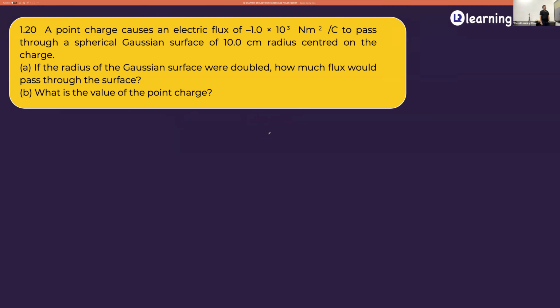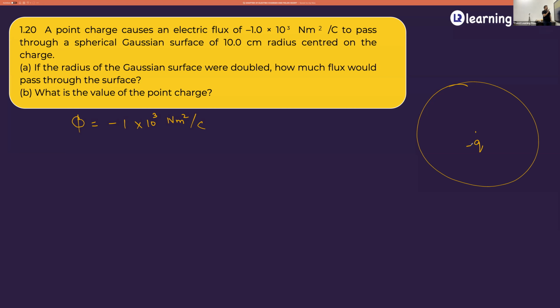An electric charge causes an electric flux of minus 1 into 10 power 3 Newton meter square per coulomb to pass through a spherical Gaussian surface of 10 centimeter radius centered on the charge. So there is a Gaussian surface centered on the charge, and the flux is minus 1 into 10 power 3 Newton meter square per coulomb. Whenever the flux is negative, remember that the electric field lines are entering the surface. When can electric field lines enter the surface? Only when the charge is negative. Only then will it be able to receive the field lines.